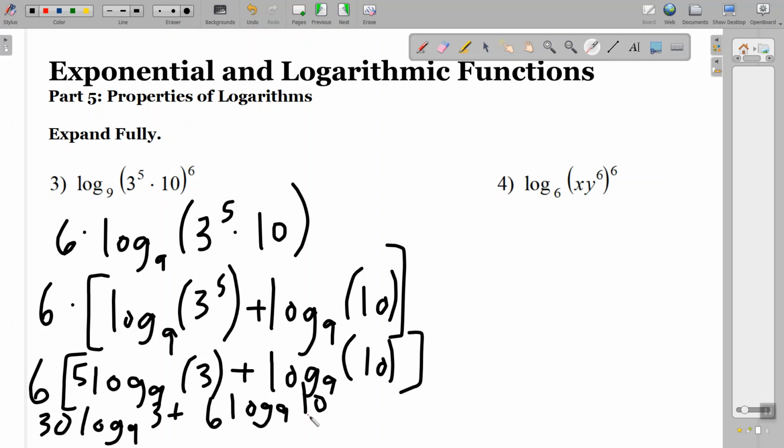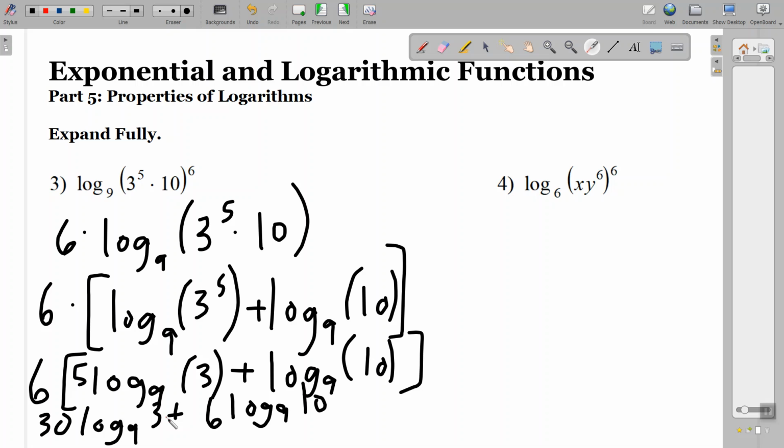I can't do anything with log base 9 of 10, because remember the whole concept behind a logarithm is what power could you put on 9 to get 10? That's not going to be a whole number or a fraction or a decimal. But log base 9 of 3, I could actually simplify. What power could I put on 9 to get 3? Well, the square root of 9 is 3, so the power would be 1/2.